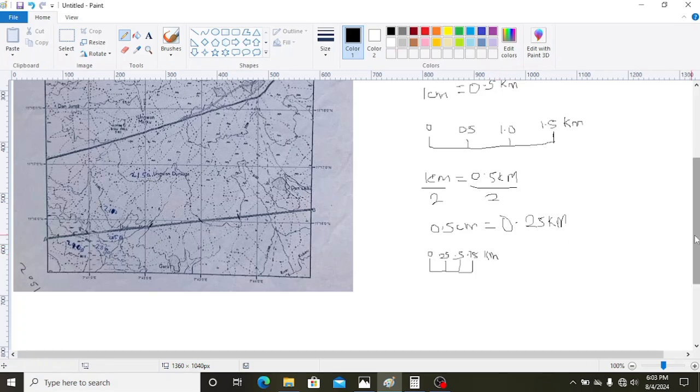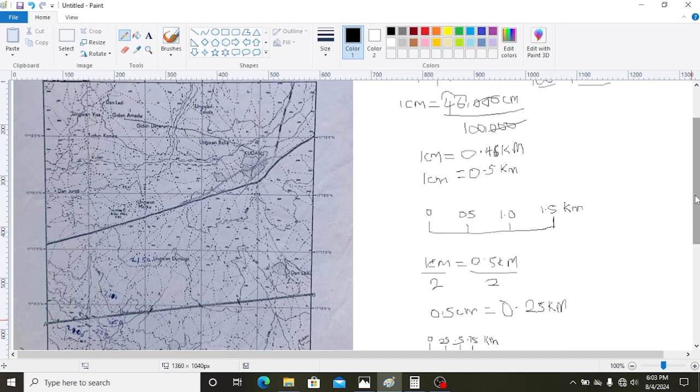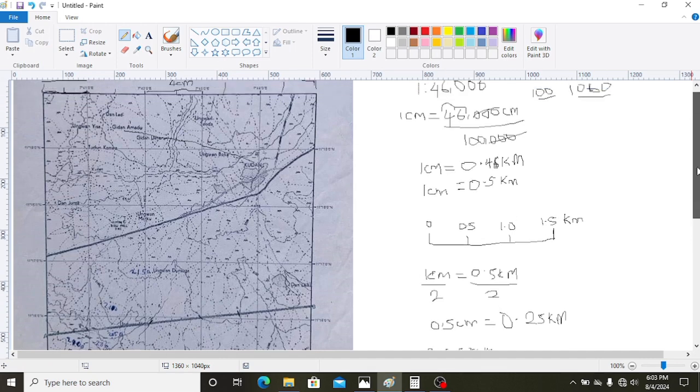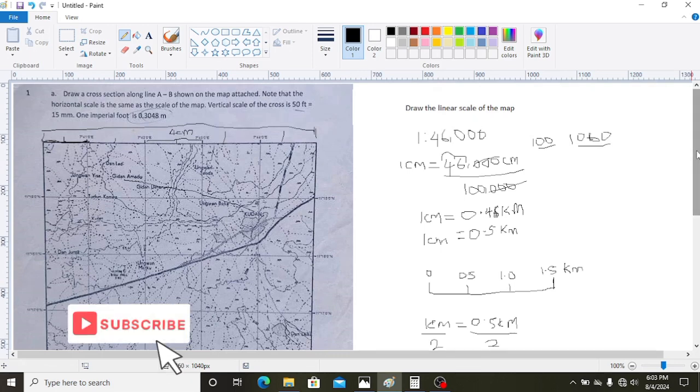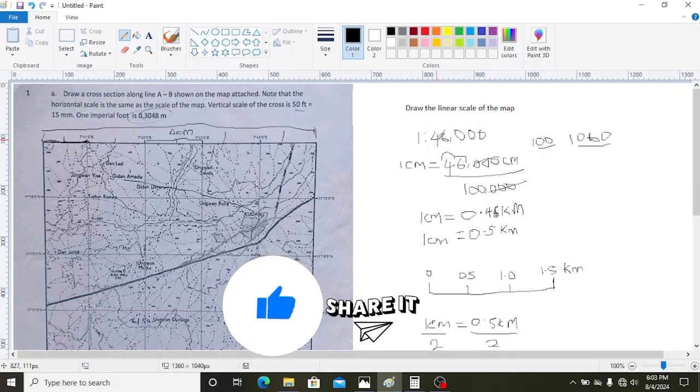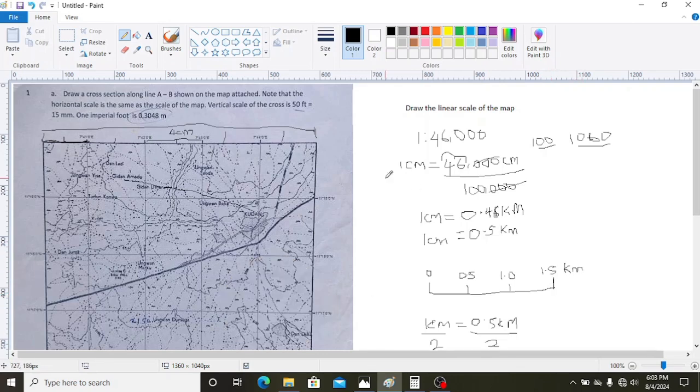So this is how to draw your linear scale using the representative scale, after you determine your representative scale or ratio scale. This is how you use your ratio scale to draw your linear scale. Just as simple.